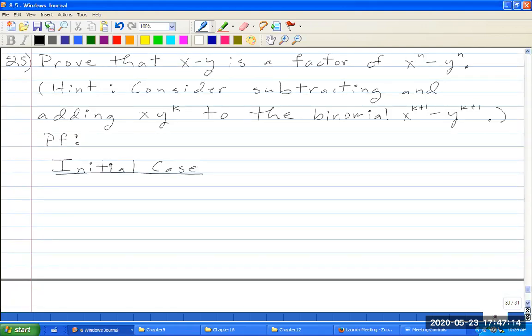And so x minus y is a factor of x to the first minus y to the first, because x minus y is the same as x to the first minus y to the first. Okay. So thus, x minus y is a factor of x to the n minus y to the n when n equals 1.